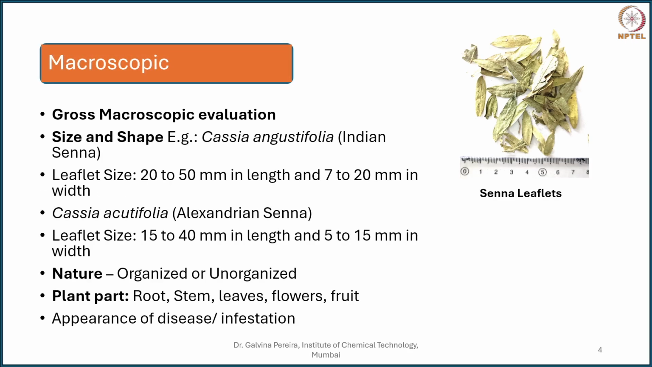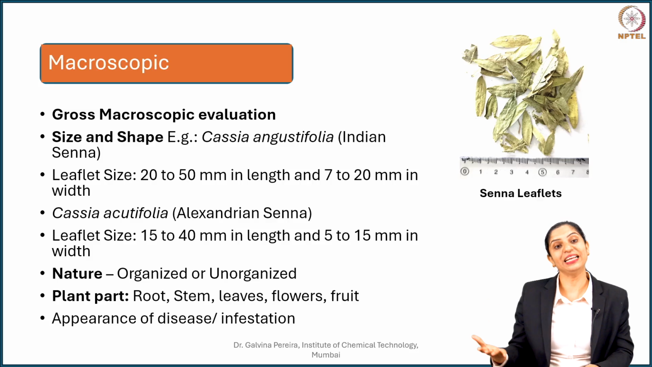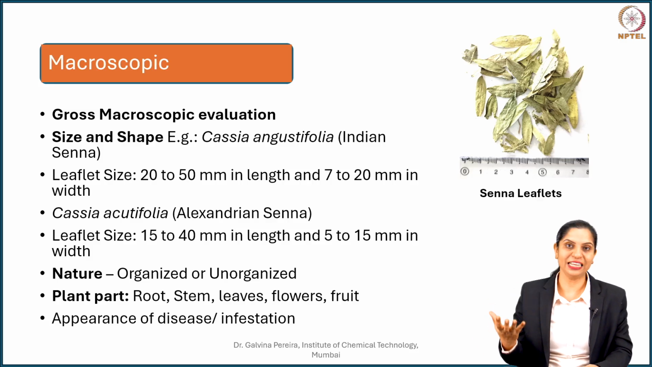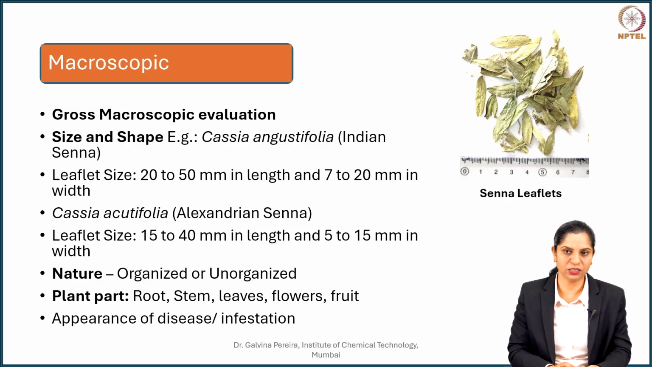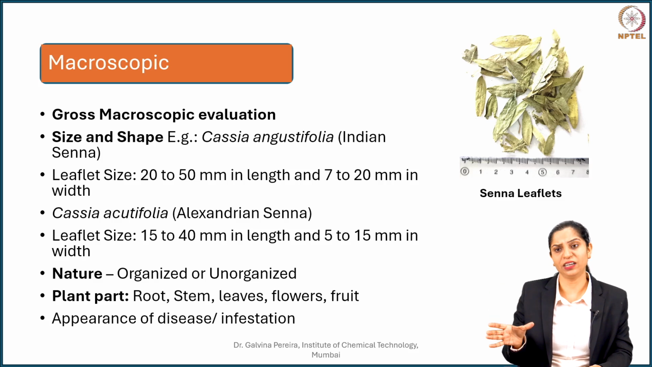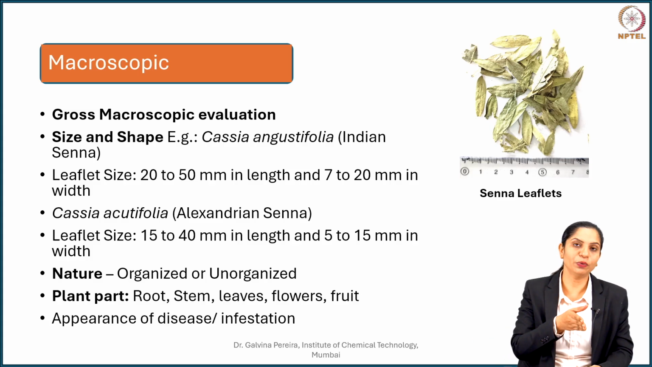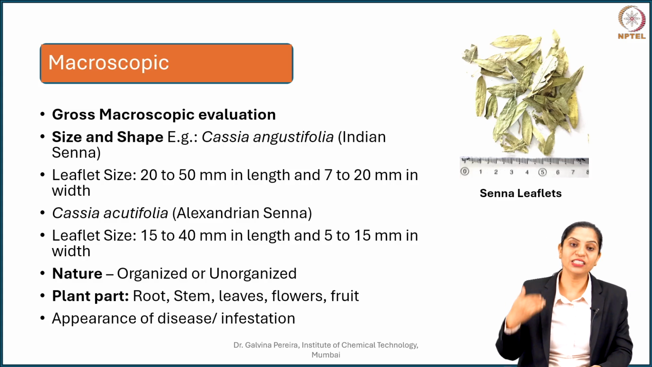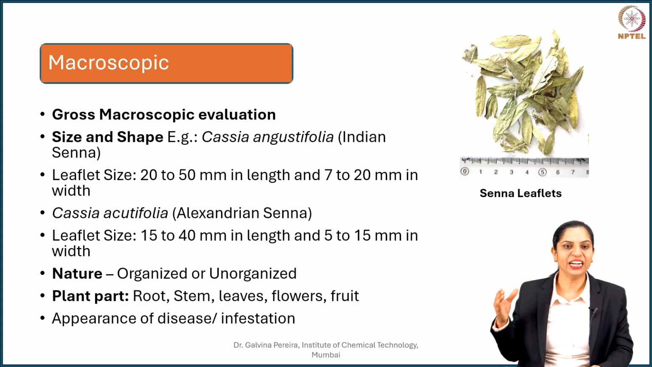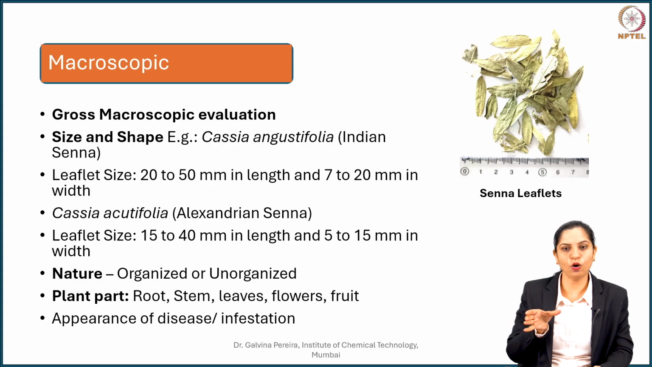Moving on to the next method, which is macroscopy. So when I want to visually see it, and this visual seeing is also part of organoleptic, but here we classify it as different because the majority of drugs are evaluated by this method. So you can do a simple measurement. Visually I see the size of Cassia angustifolia is somewhere between 20 millimeters to 50 millimeters in length and 7 to 20 millimeters in width. Whereas if you look at the Alexandrian variant, it is between 15 to 40, a little smaller.